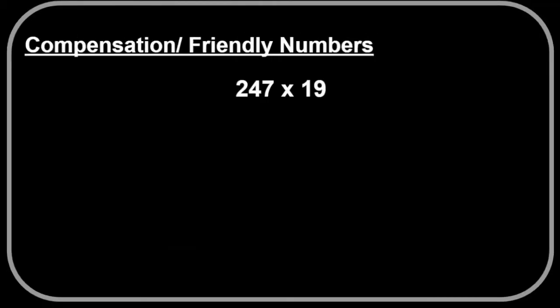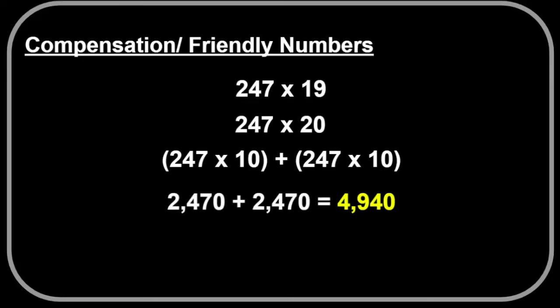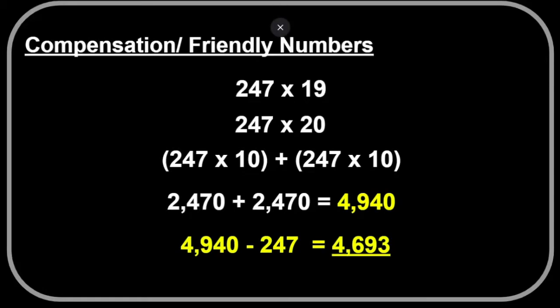In this next example, compensation or friendly numbers are used to solve 247 times 19. We can easily solve 247 times 20 by multiplying 247 by 10 2 times. These partial products can then be added together. The final product is reached by subtracting the extra group of 247. In the upcoming videos, check out how students use compensation to solve multiplication problems.